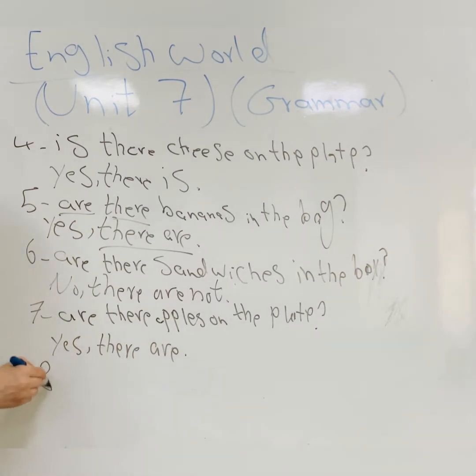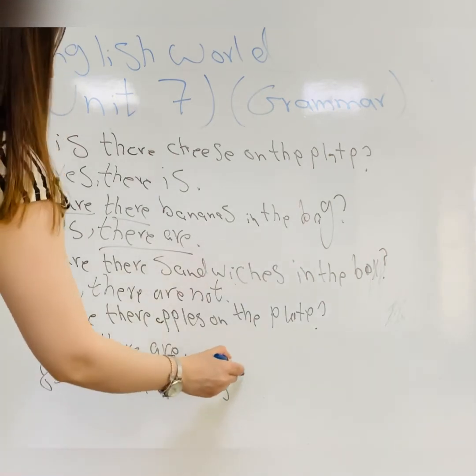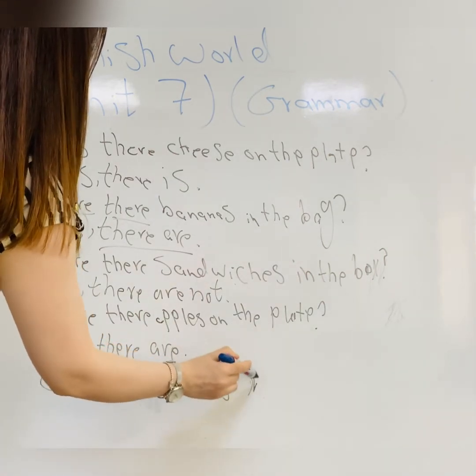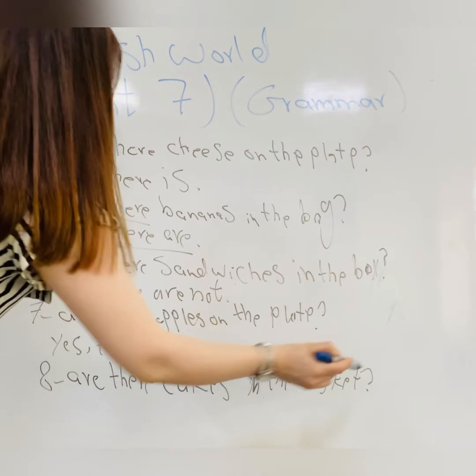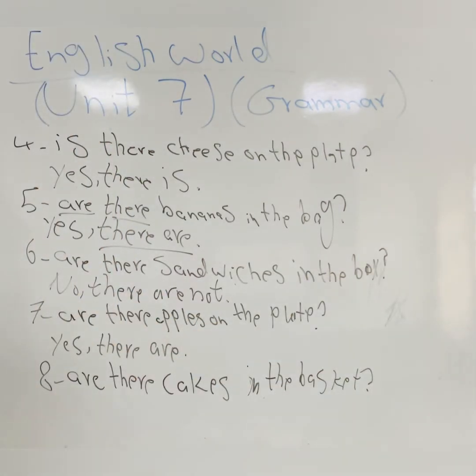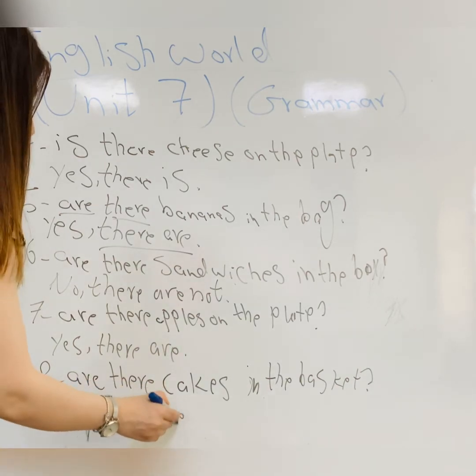Okay? The last example is number 8. We have a picture of a basket. It's empty, but under the basket it's writing cakes. So we have to ask by are there, because it says cakes. We have more than one piece of cake. So we say, are there cakes in the basket? This is the question. Because we asked by are there, we have to answer by there are. But let's see if there's a cake inside the basket. There's not, and the basket is empty, so the answer will be no, there are not.